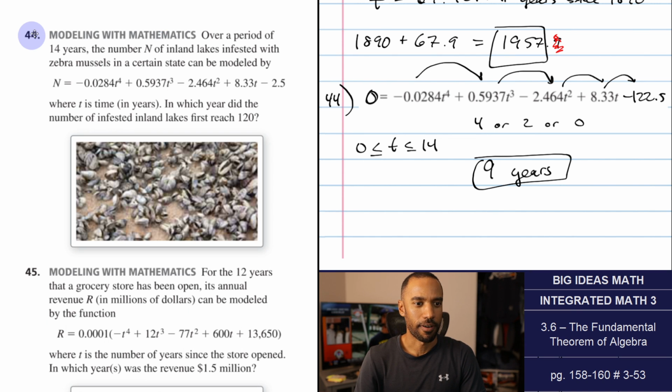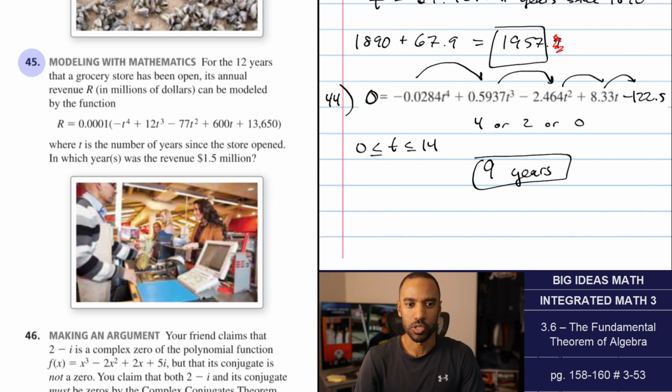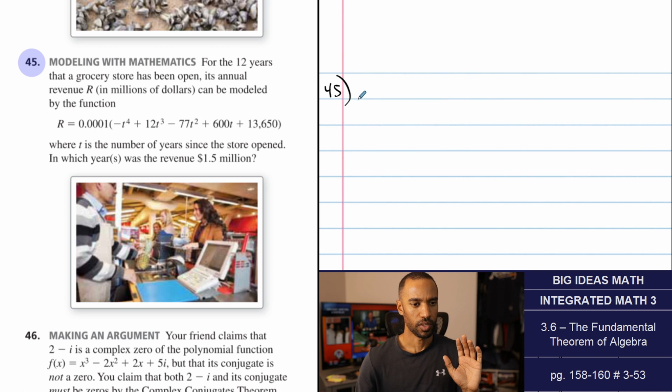Okay, number 45. Also modeling with mathematics. For the 12 years that a grocery store has been open, its annual revenue R, in millions of dollars, remember millions, can be modeled by the function R equals yada, yada, yada. Now, they have a 0.0001. I got to be careful because I made a mistake last time. But 0.0001 distributing into all of that.